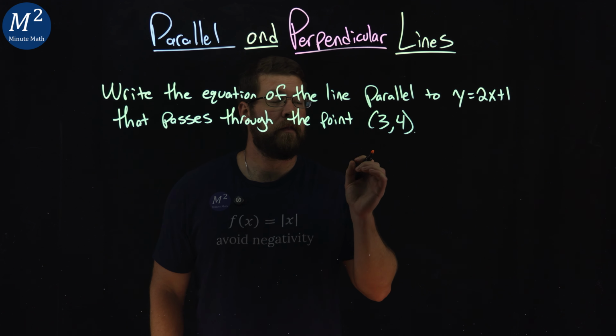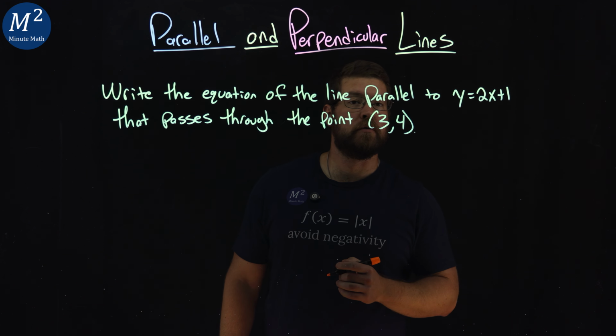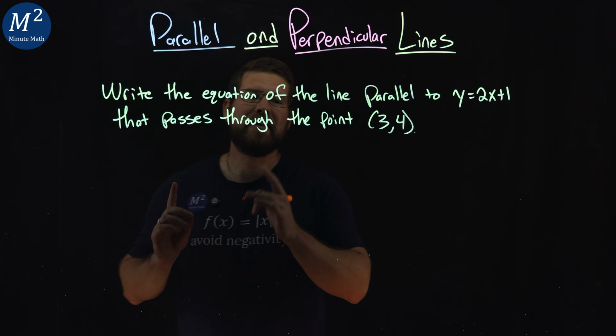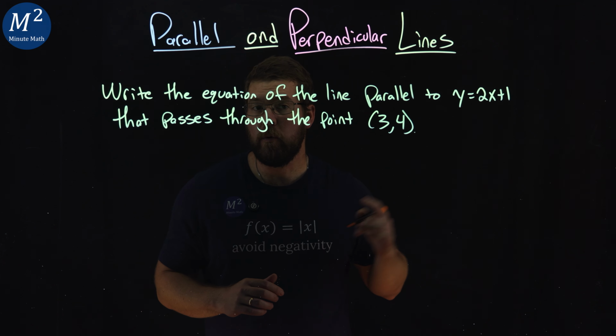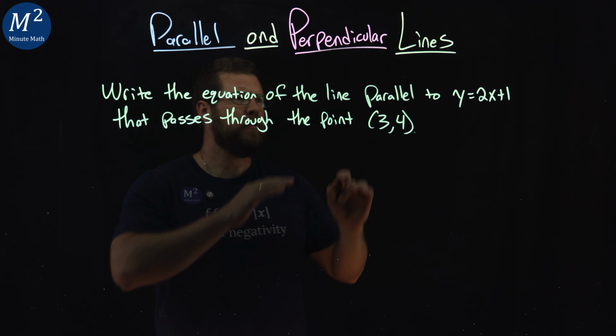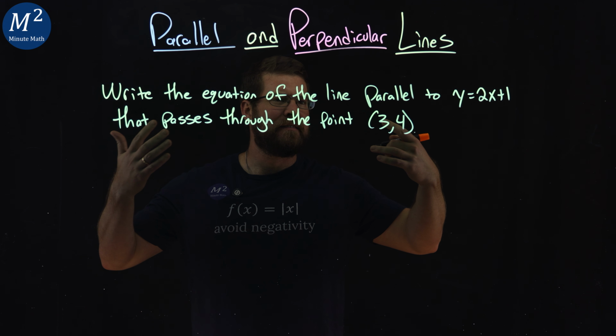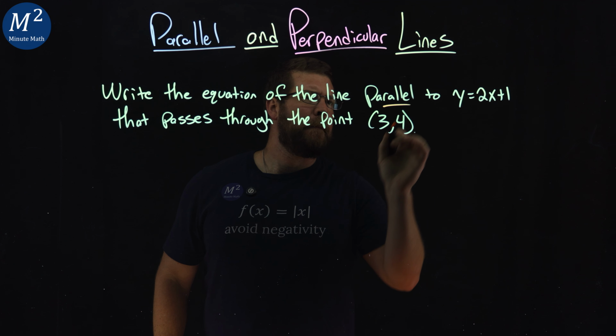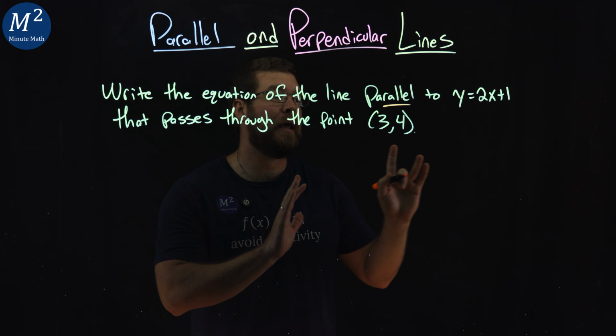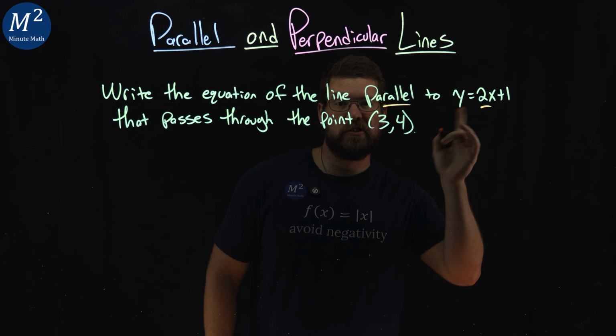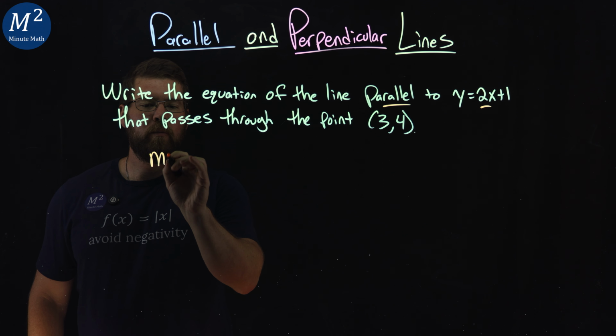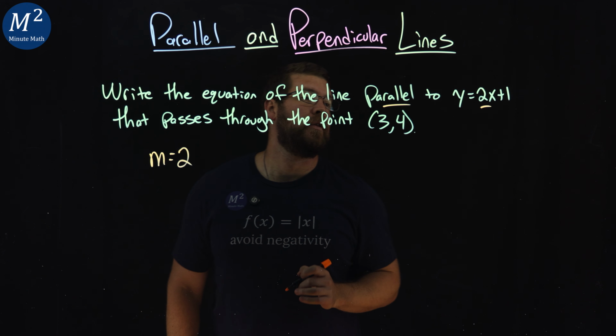Write the equation of the line parallel to y equals 2x plus 1 that passes through the point (3, 4). Okay, we first want to look at what this is asking us here. And we see parallel. Parallel means we're sharing the same slope as this line, which is the 2. So the slope we want is the 2.